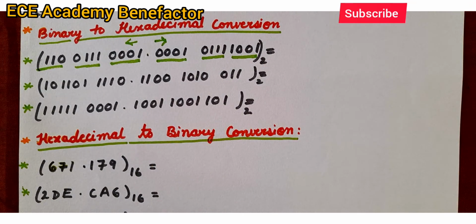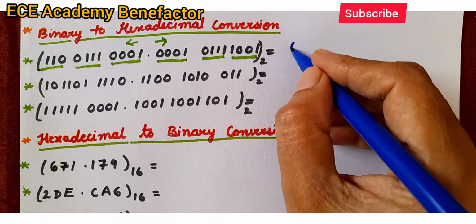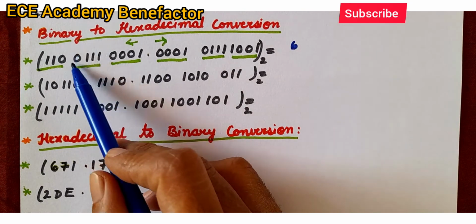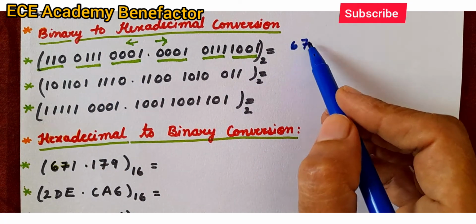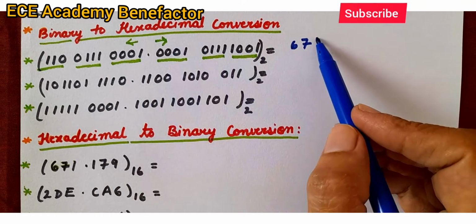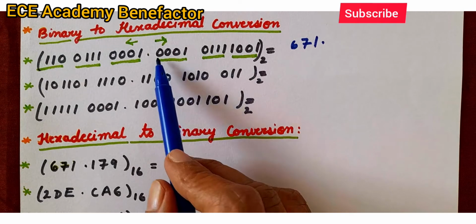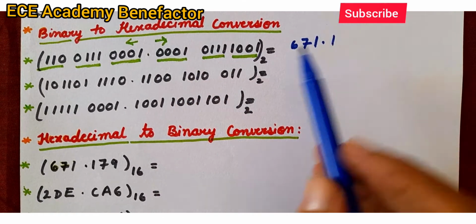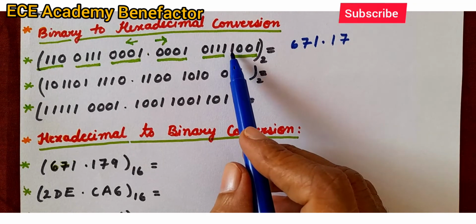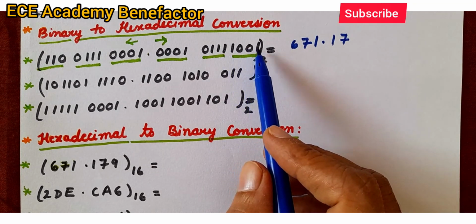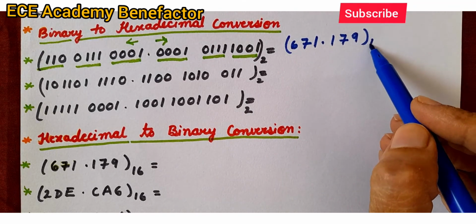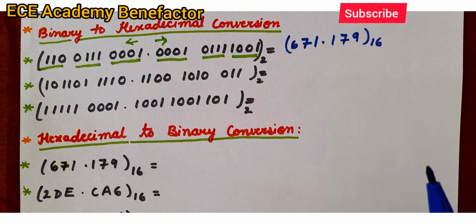It will become 6. And then 011, which is 7. We have to write their hexadecimal numbers now. 0001 is 1. Dot 0001, it is 1. 0111, it is 7. 1001, it is 9. So we have converted this to a hexadecimal number.